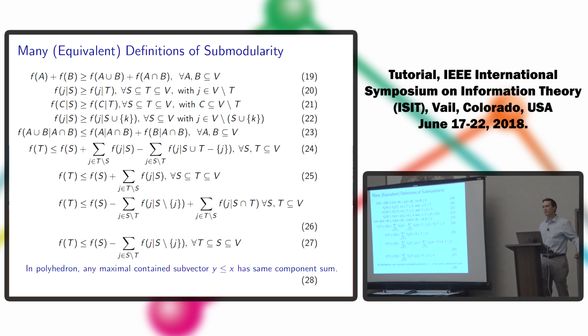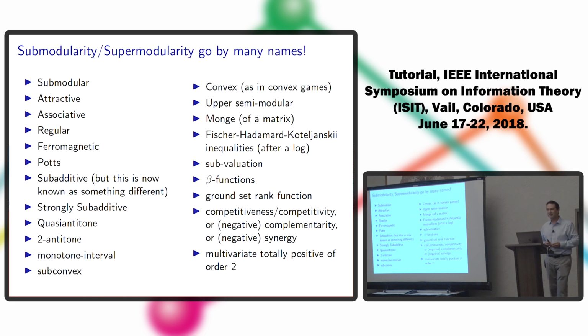And where these came from is from all over the place. There are lots of communities that actually rediscovered submodularity for different purposes, including the IT community. If you think about it, McGill's discovery in 1954 was, in some sense, a discovery of the submodularity property, although it was known much before then, although back then there wasn't Google, so it wasn't possible to discover this. And interestingly enough, there's an equally wide-ranging number of names that refer to submodular functions. Of course, there's submodular functions, attractive, associative, regular, ferromagnetic, pot, subadditive, strong subadditive, quasi-antitone, two-antitone, and so forth, including Monge, Fisher-Hadamard, Kota, Jensky, multivariate totally positive of order 2. These are all names that in the literature people have used to refer to functions which are submodular. So from the perspective of coevolution and mathematical coevolution, this probably means that there's something really fundamental going on about submodularity if it's independently rediscovered all over the place repeatedly.